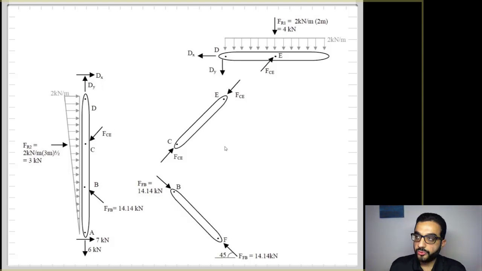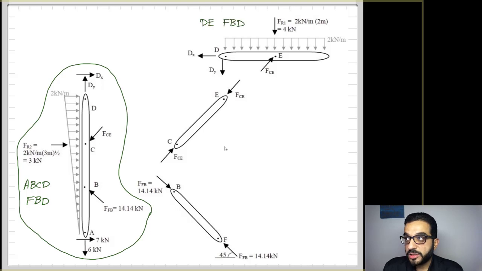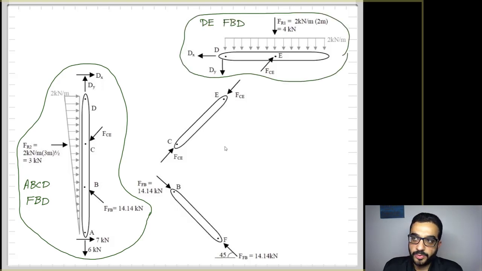So you see here DX and DY on member ABCD. In one direction, it's the same values or the same notations I applied when I considered the free body diagram of DE, but I reverse the direction.